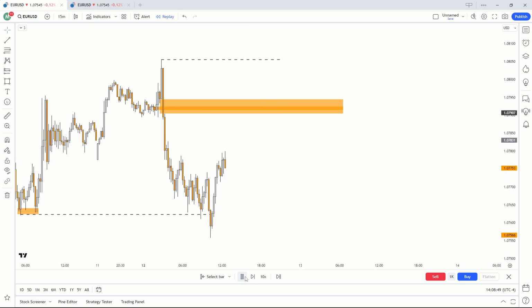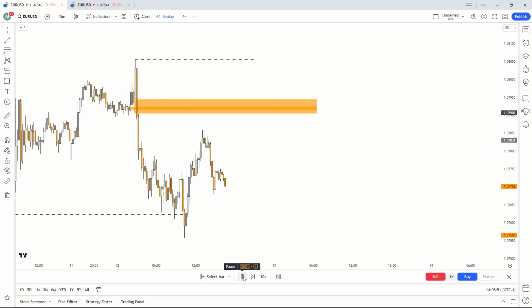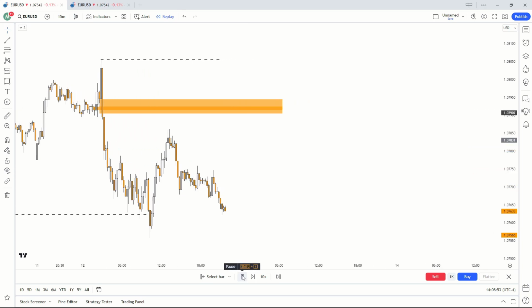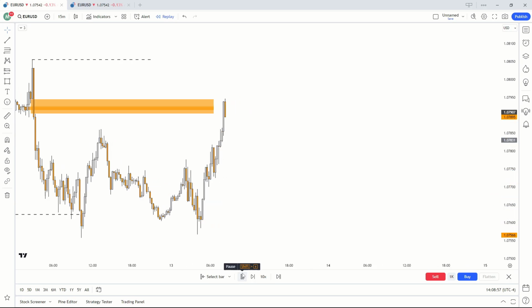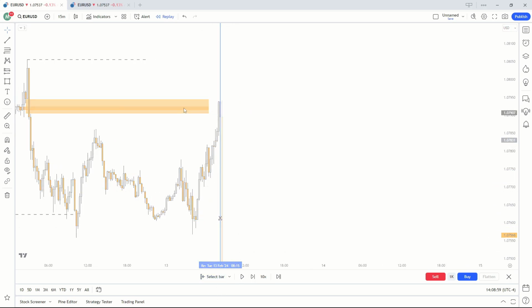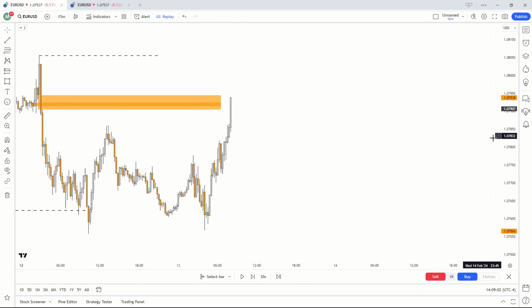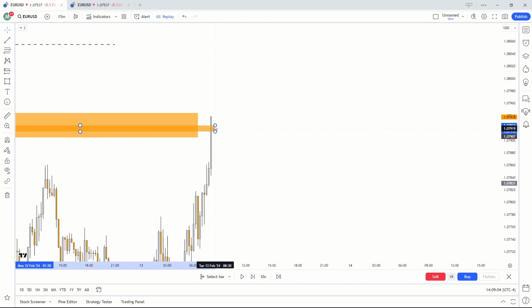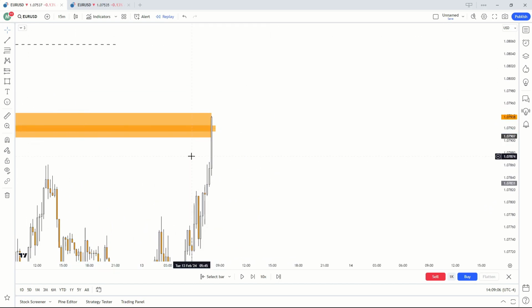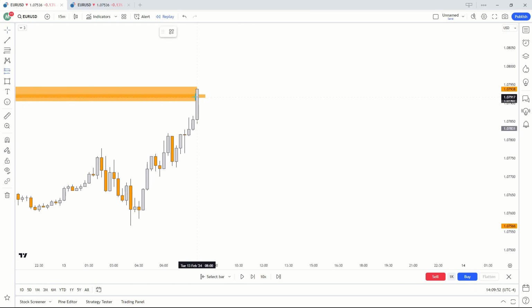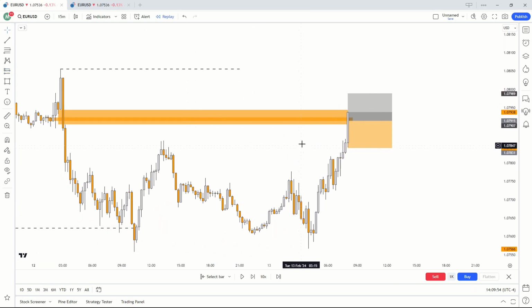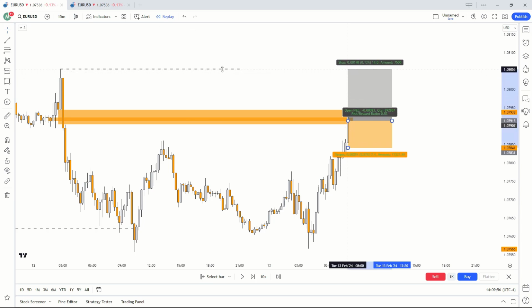So if I play out market, you guys can see, let me just rewind the chart for you guys, that we do tap into this fair value gap right here, plus our breaker block. Now from here, it is as simple as placing your trade and setting your targets. So stop loss above the high as usual.